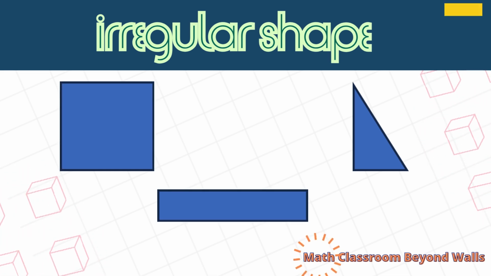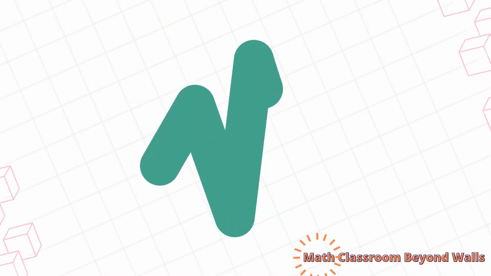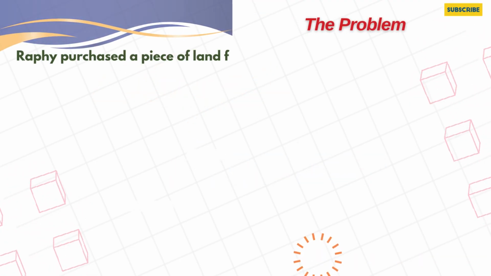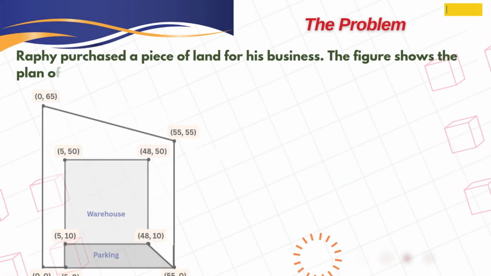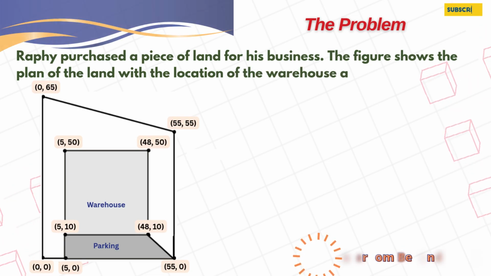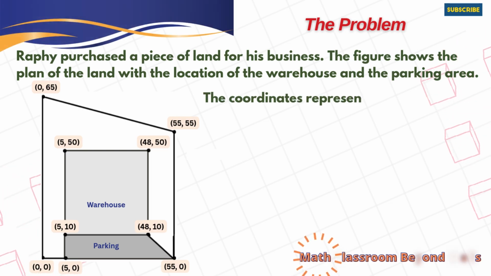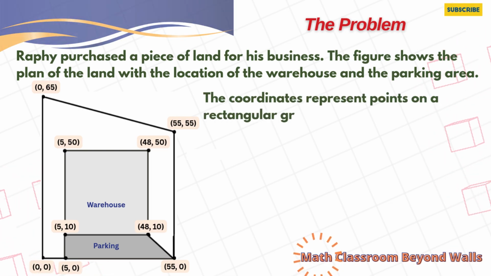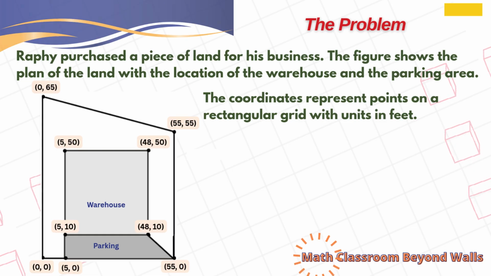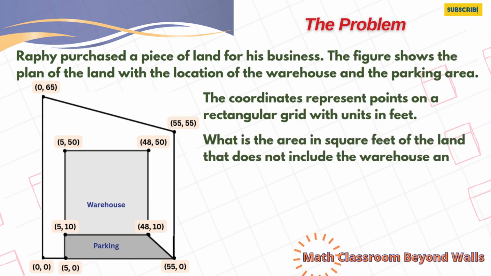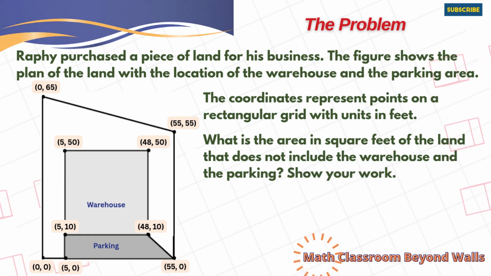Okay, so let us work on this simple problem so you will know how it is done. Let's go. Here's the problem. Rafi purchased a piece of land for his business. The figure shows the plan of the land with the location of the warehouse and the parking area. The coordinates represent points on a rectangular grid with units in feet. What is the area in square feet of the land that does not include the warehouse and the parking? Show your work.